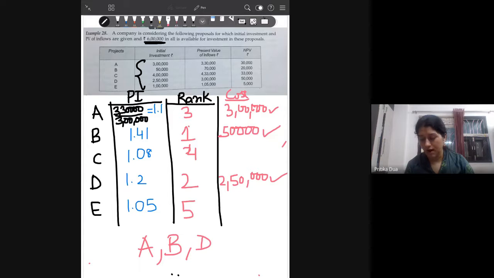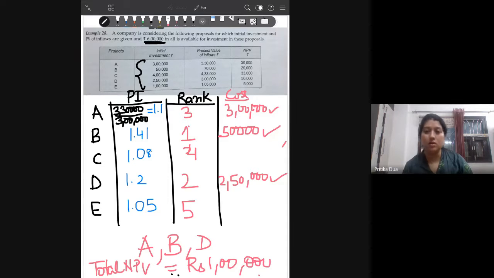Their total NPV you can calculate, 50 and 51 lakh rupees. This will be the highest NPV that can be achieved in this combination. So this is how you address questions on budget constraints and using capital rationing.